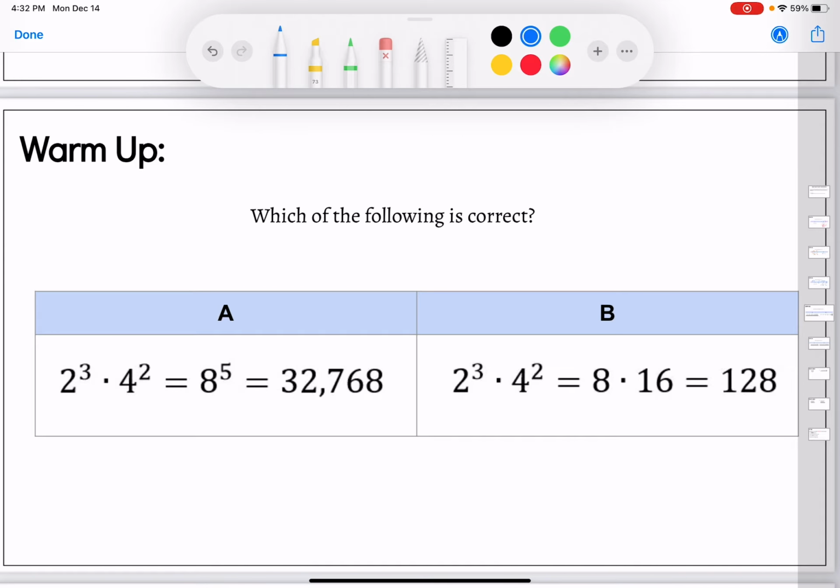All right, this one's a little bit more complicated. So letter A, 2 to the third times 4 to the second. Letter A says that would equal 8 to the 5th power, and 8 to the 5th power is 32,768. Letter B is 2 to the third times 4 to the second, which they said equals 8 times 16, which equals 128. Which one is correct?